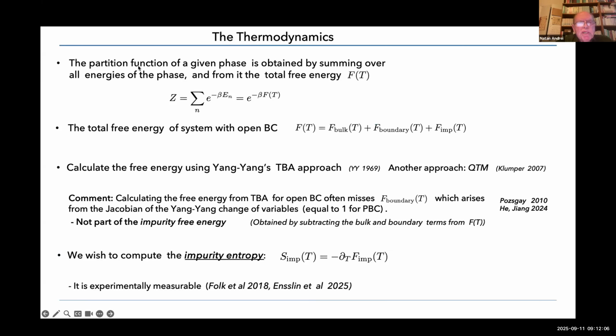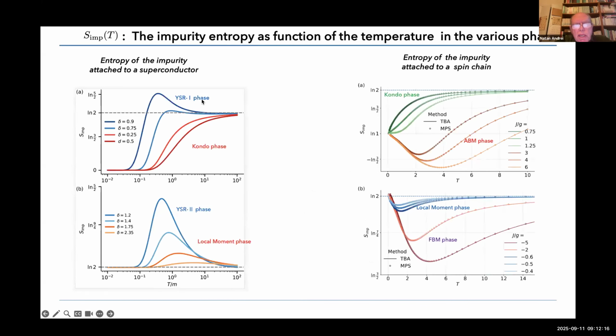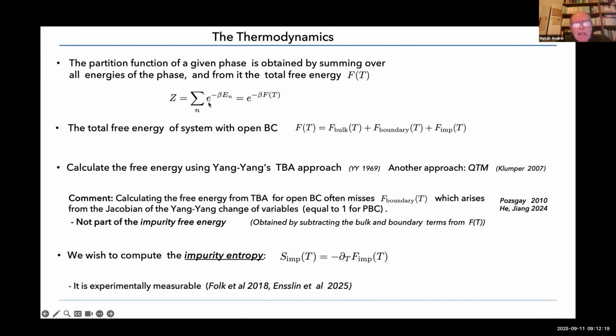The thermodynamics, the partition function in a given phase, is obtained by summing over the energies of the phase. The partition function is a standard summation of e to the minus beta E_n, and this defines the free energy. The total free energy of a system with open boundary conditions consists of three contributions: the bulk free energy, the boundary free energy, and the impurity free energy, which is the object of our interest. We are going to calculate the free energy using the Yang-Yang TBA approach.